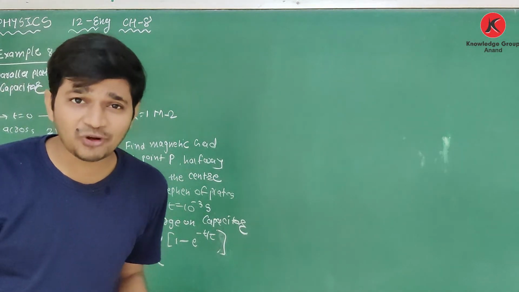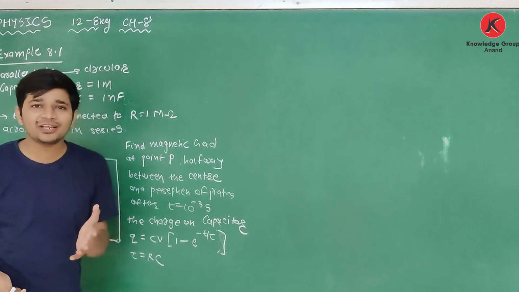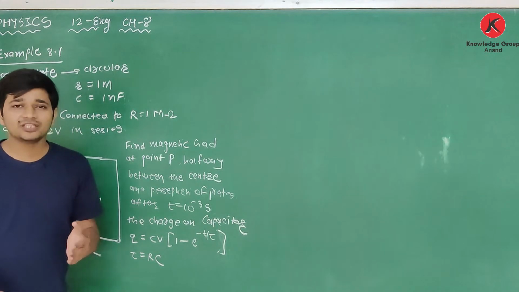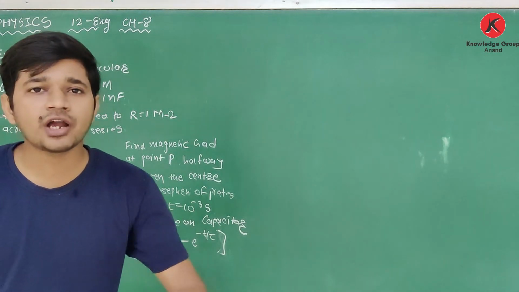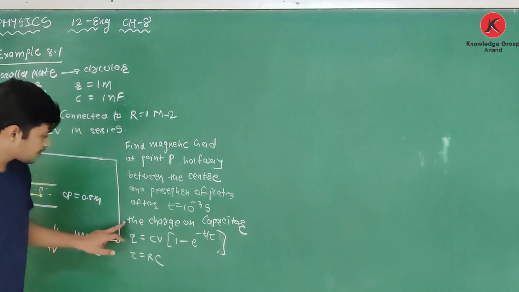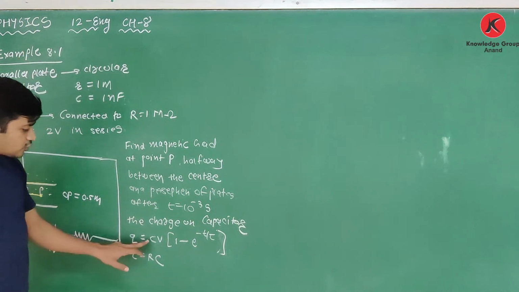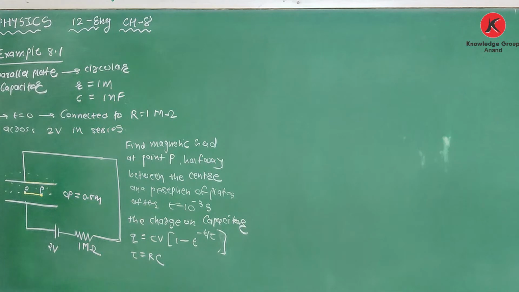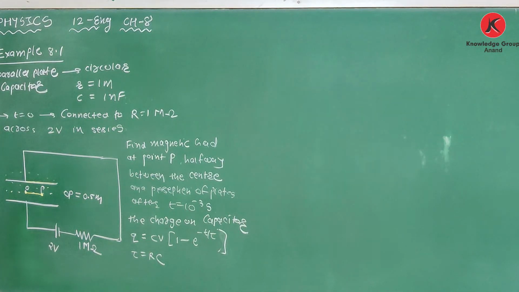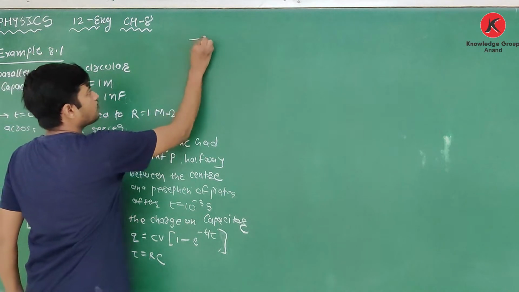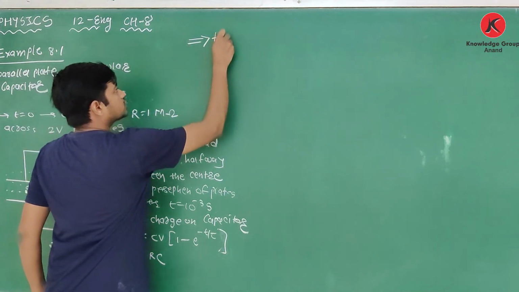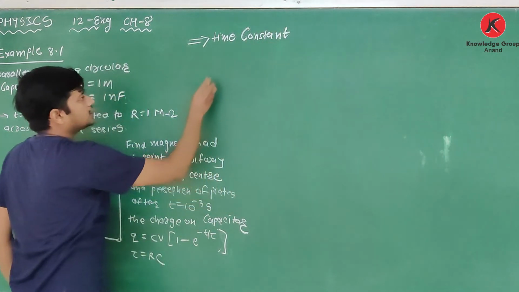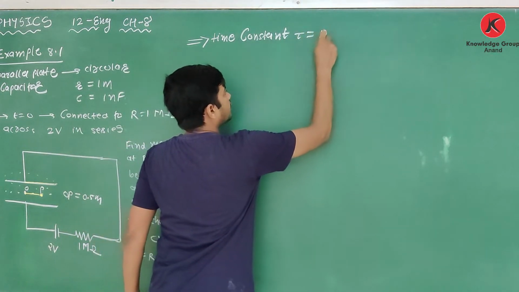First you have to find the electric field, which we know is sigma upon epsilon 0. Sigma means q upon A. So first of all you have to find q. What is the equation of q? The charge on the capacitor is q equal to CV (1 minus e raised to minus t upon tau). What is tau? Tau is given by RC. So the first step to solve this question is to find the time constant. This tau is called the time constant. Time constant tau is equal to RC.